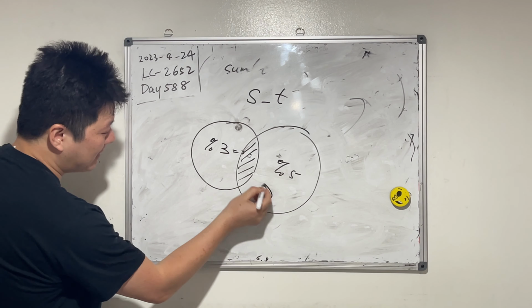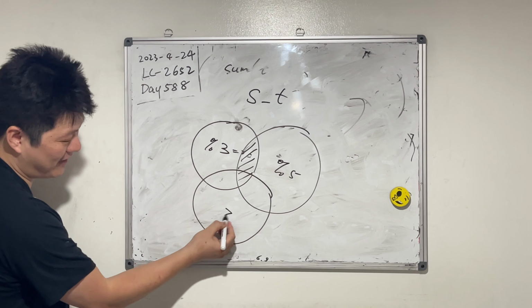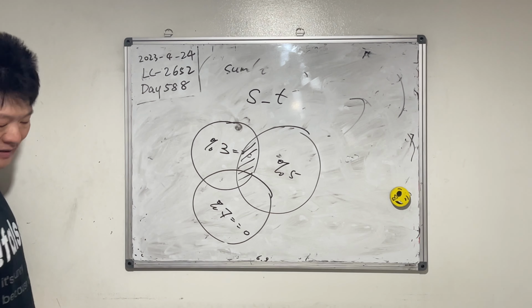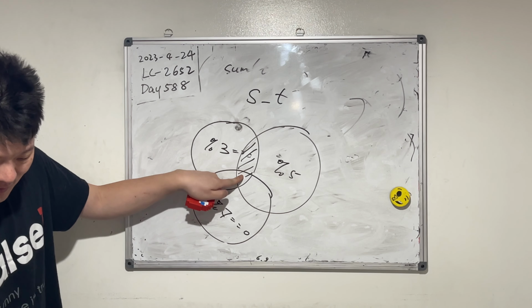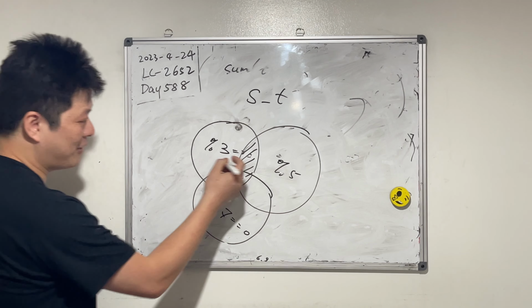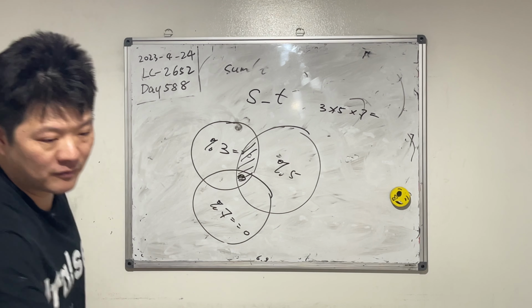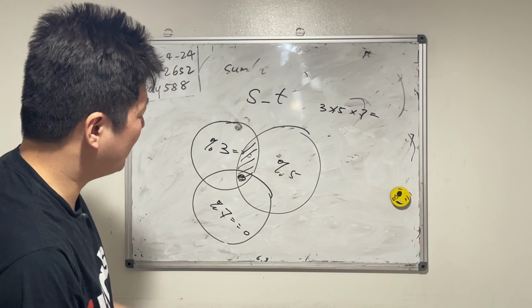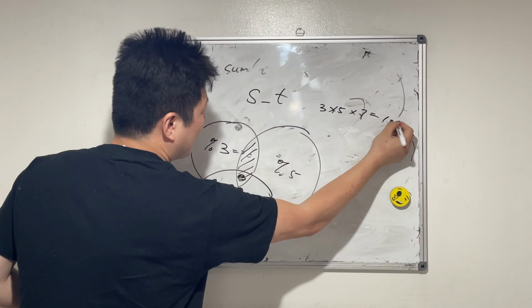Okay, so I'm going to do this. What's here? Divisible by 7. And then this part right here is divisible by 3, 5 and 7. So what's this number? 3, 5, 7: 105.